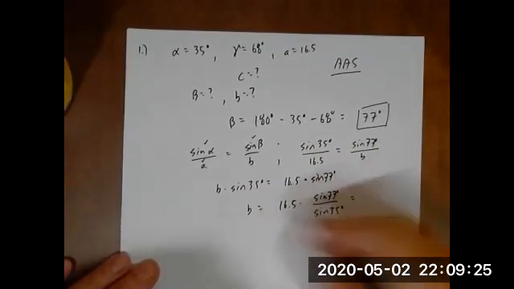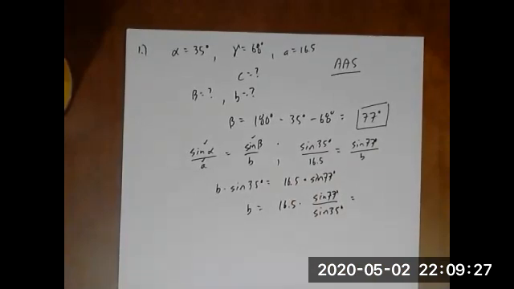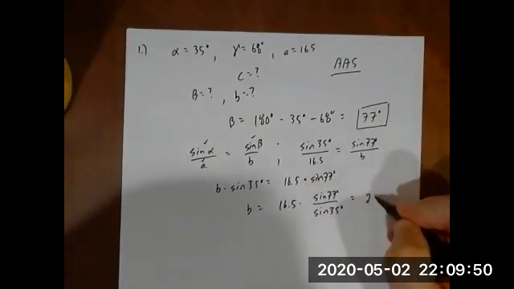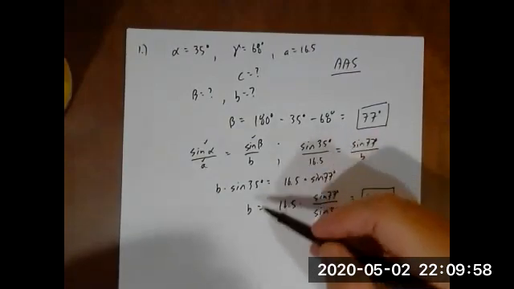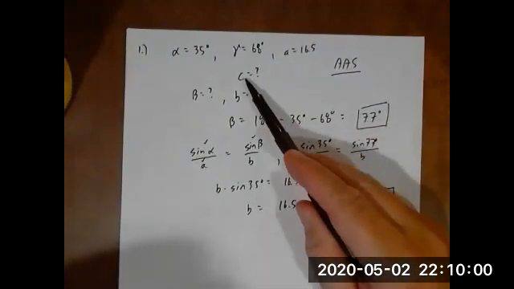On my calculator, I can do all this at once. Make sure that when you do your trig functions, you're in degree mode. 77 sine divided by 35 sine equals, and then times 16.5, round it to the nearest tenth, 28.0. Then the last thing is to find side C.